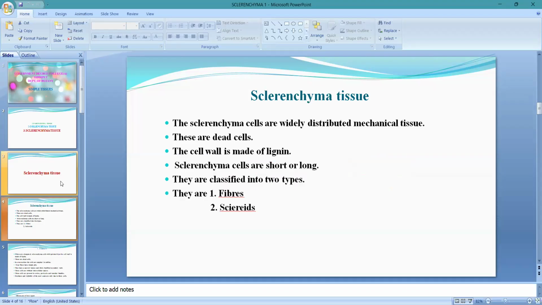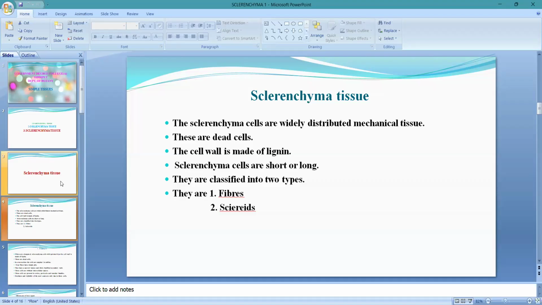Sclerenchyma tissue. Scleros is the Greek word, and it means hard. It is a simple permanent tissue made up of thick-walled lignified cells. We observed cellulose, hemicellulose, and calcium pectate in the parenchymatous cells. In the collenchymatous cells, the cell wall is made up of cellulose and pectin. Coming to the sclerenchyma, the cells are thick-walled and lignified.